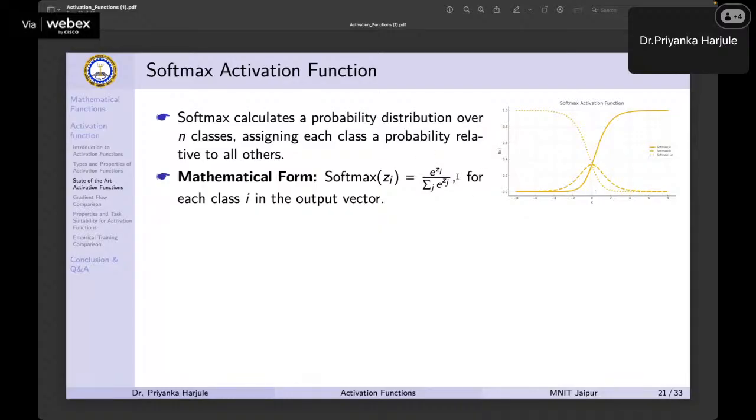So here is the mathematical representation of the softmax, that is e power z_i divided by the summation of e power z_j. So z_i is the score for class i, and the denominator is the sum over all the classes. So the output range is again 0 to 1, and it can be interpreted like probabilities.